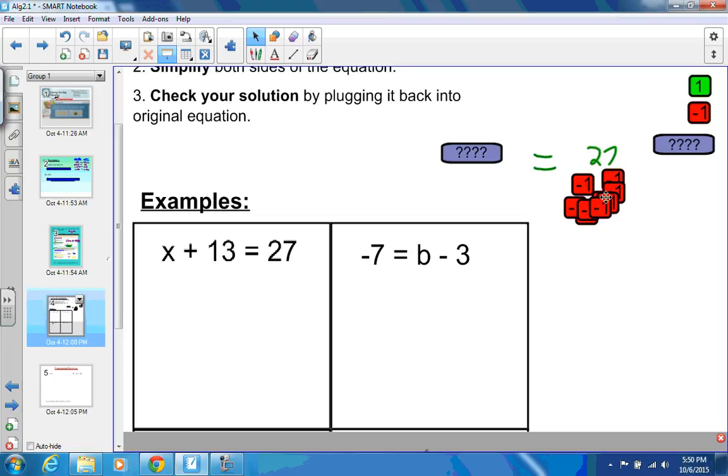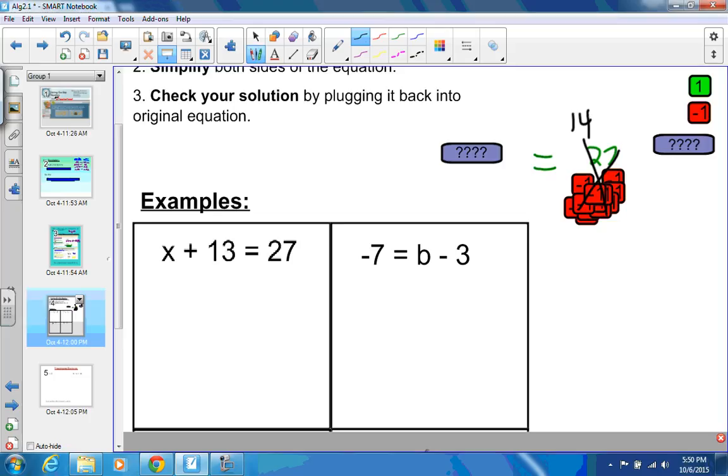1, 2, 3, 4, 5, 6, 7, 8, 9, 10, 11, 12, 13. So 27 and a negative 13 will get you to 14. So our question mark, our box, would be 14 if you're looking at that right there.